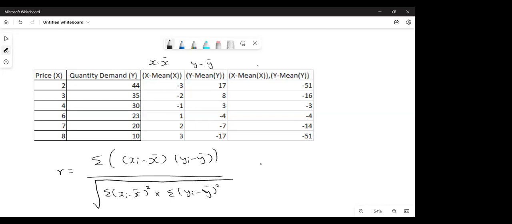Minus 139. Okay. Now you have done xi minus x bar. Do the square of this. So minus 3 will become 9, 4, 1, 1, 4, 9. So your numerator you find is minus 139. Now we are finding the denominator, guys, one by one. So xi minus x bar you have already done. You just have to do the square of each number and do a sum. What is the sum of this?